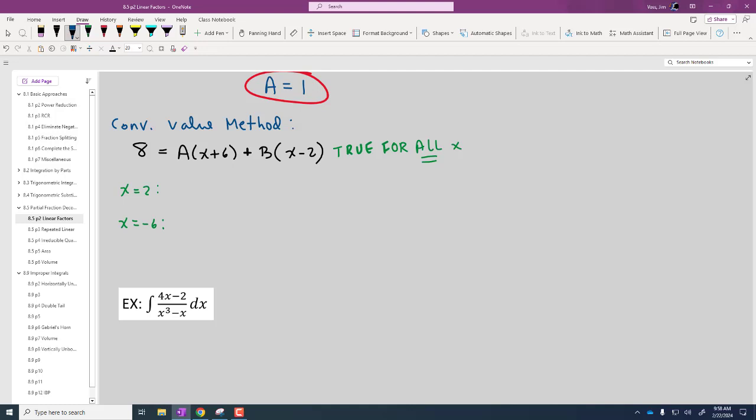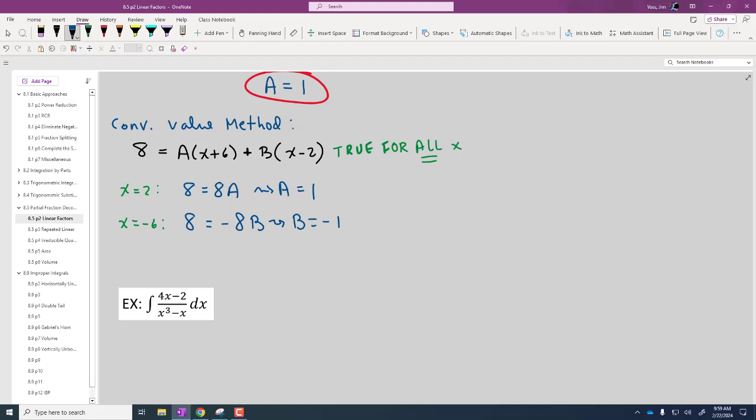If it's true for x equals 2, there's no x on the left. But if I plug in 2 on the right, I get 8a plus 0. Oh, a is 1. If it's true for -6, let's plug in -6 for all the x's that we see. There's no x on the left, so we have an 8. Plug in -6 for this x, 0. Plug in -6 there, we get -8b. Oh, b is -1. Done.